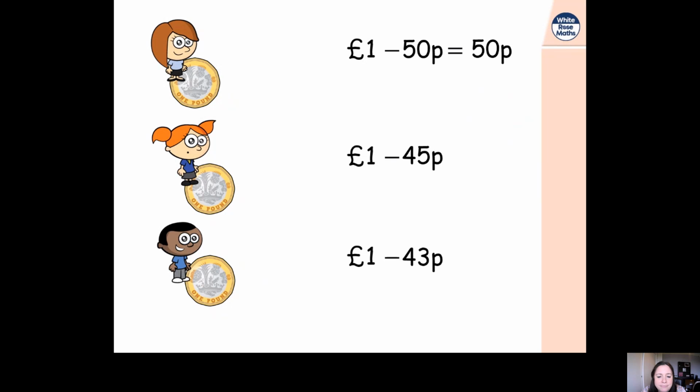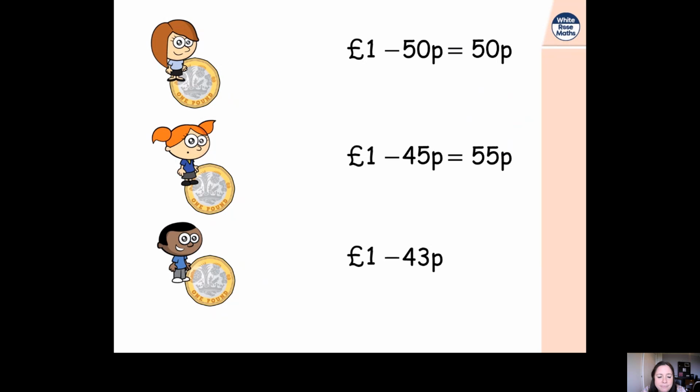Let's have a look at Alex. She's not spending 50 pence. She's spending 5 pence less than 50 pence. Therefore, she will receive 5 pence more in change. So she will receive 50 pence, just like Rosie, and another 5 pence. 55 pence altogether.